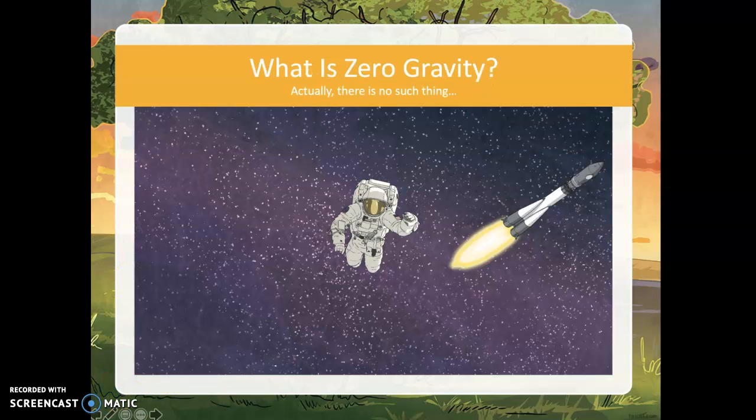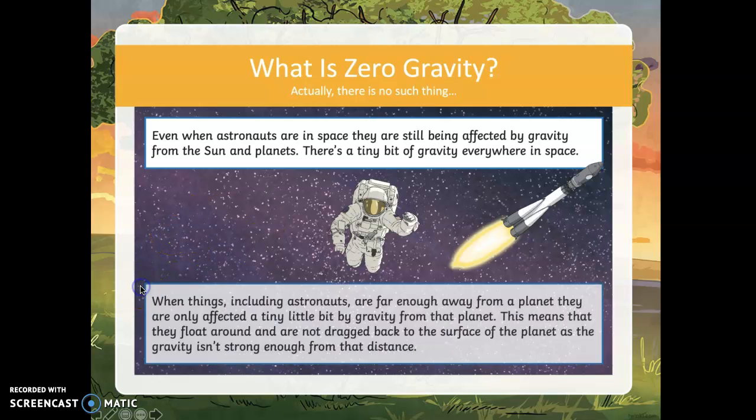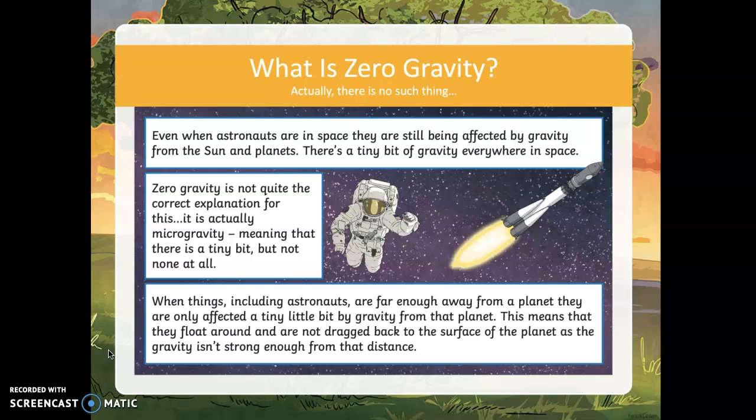So you may have heard of something called zero gravity. Well, actually there is no such thing. Even when astronauts are in space, they are still being affected by gravity from the sun and planets. There is a tiny bit of gravity everywhere in space. When things including astronauts are far enough away from a planet, they are only affected a tiny little bit by gravity from that planet. This means that they float around and are not really dragged back to the surface of the planet, as the gravity isn't strong enough from that distance. Which is why zero gravity is not quite the correct explanation. It is actually called microgravity, meaning that there is a tiny bit, but not none at all.